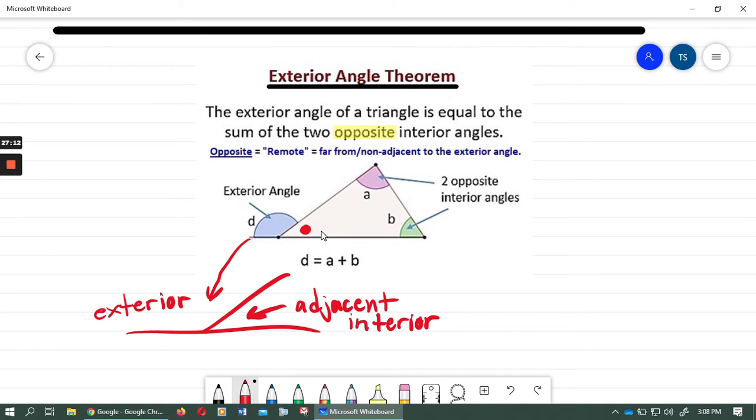So we're not talking about that adjacent interior angle that's literally right beside that exterior angle. So again, folks, we're not talking about that one. We're not talking about the one that's really, really close to it.